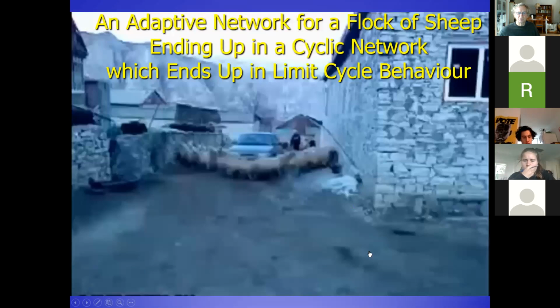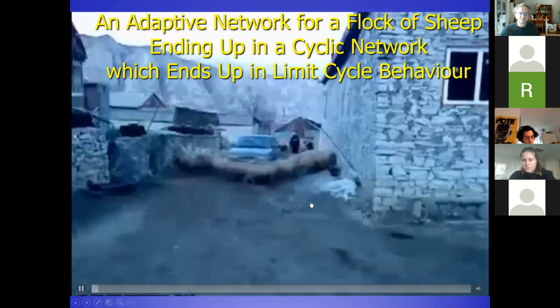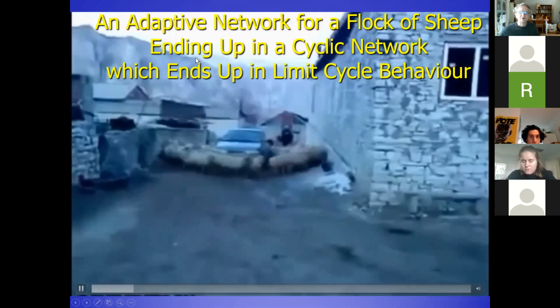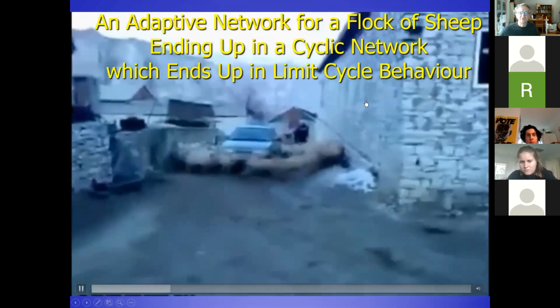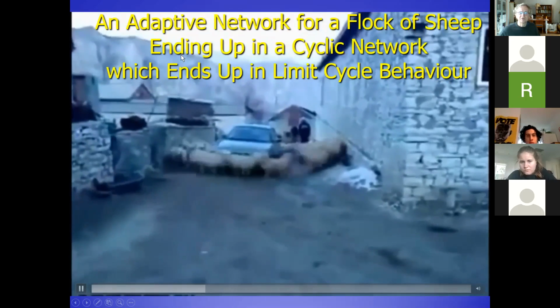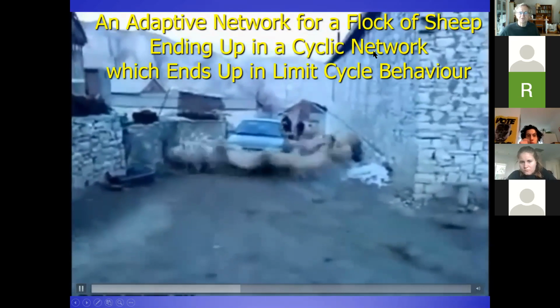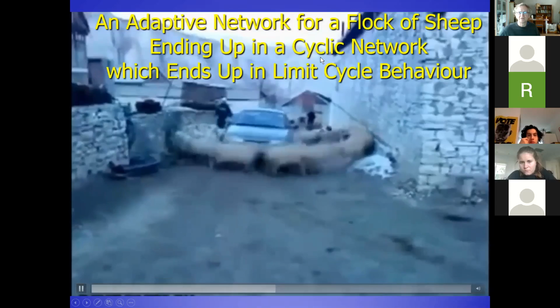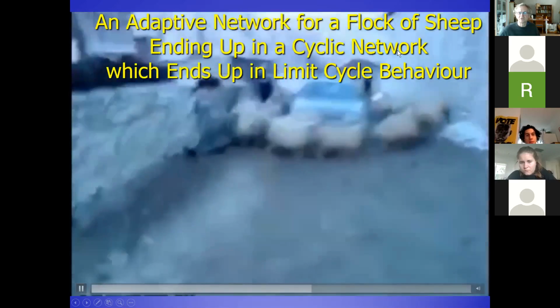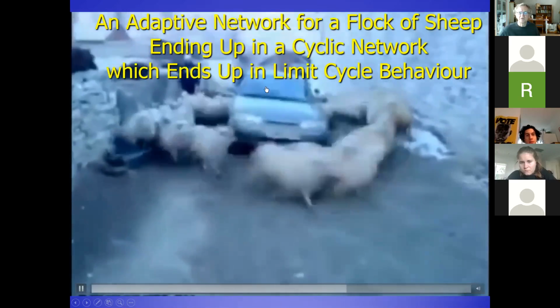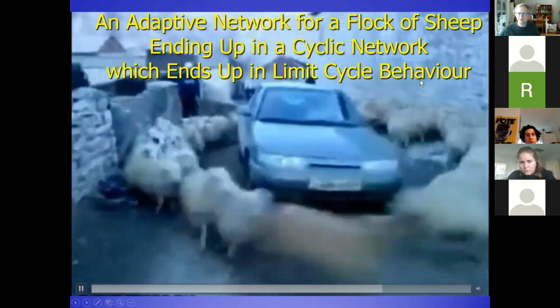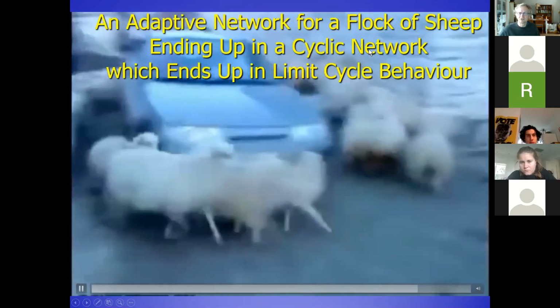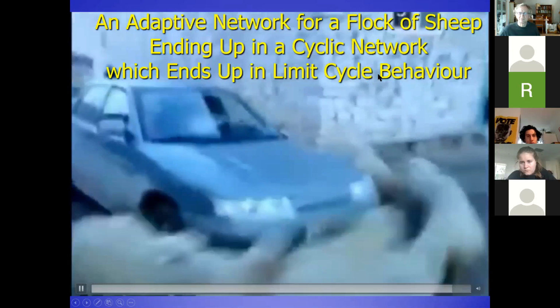One famous example, of course, that we have used more times already, is this sheep example. And note that here there are two types of behavior that are occurring. The one type is that the network structure ends up in a cycle, a cyclic network structure, and also the behavior ends up in a limit cycle behavior. So there is a cyclic structure and a cyclic behavior.